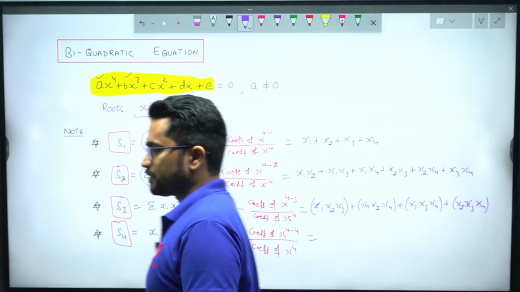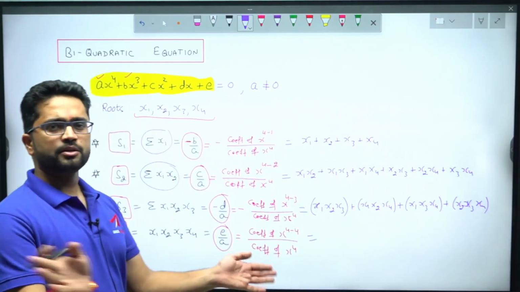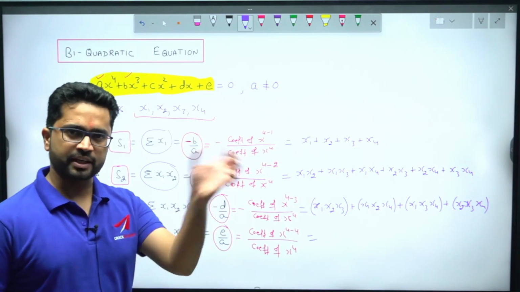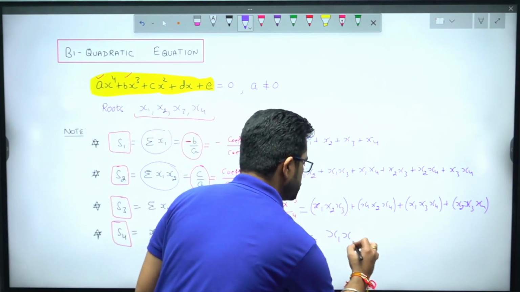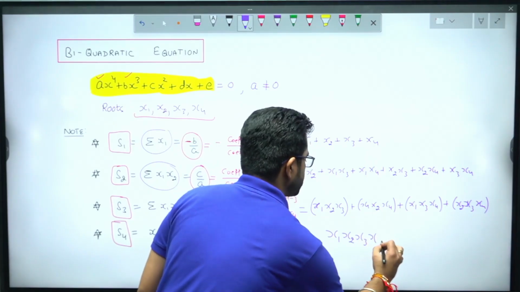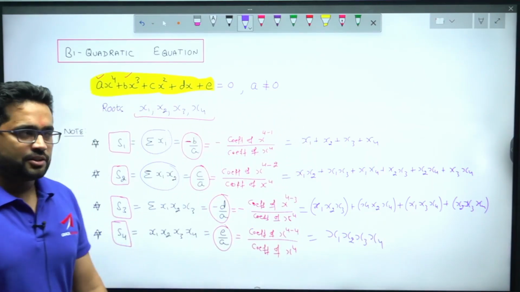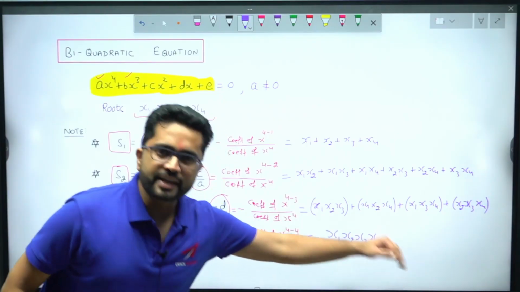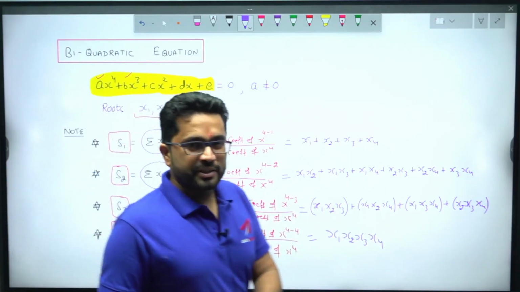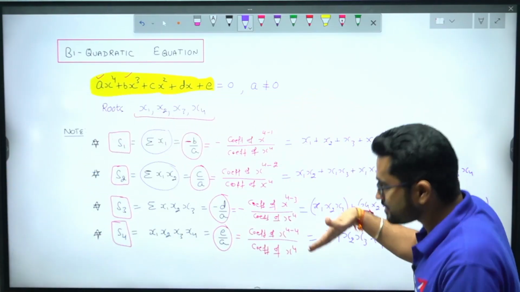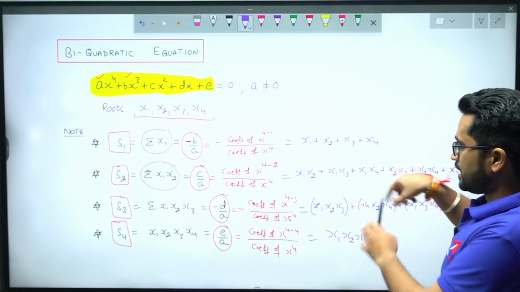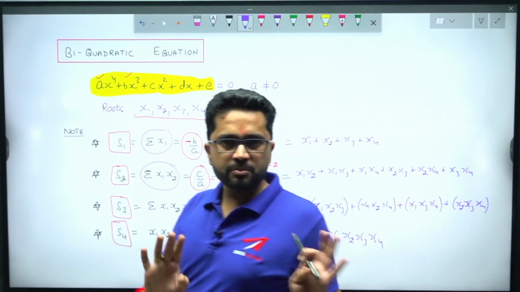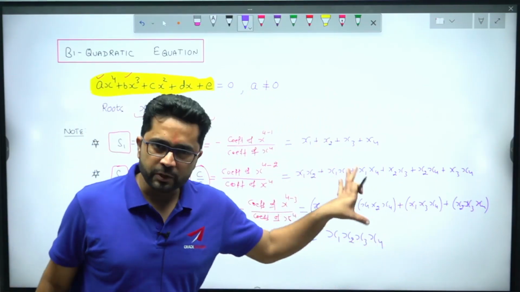And the last, S4. S4 is what? All the four taken at a time. So it is x1x2x3x4. Alright, so this is the relation between roots and the coefficient. Now we don't need to memorize the right hand side part, we just need the left hand side part. That's it. You will automatically be comfortable with this later on, but at this moment nothing to worry.